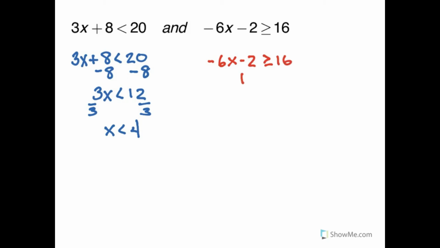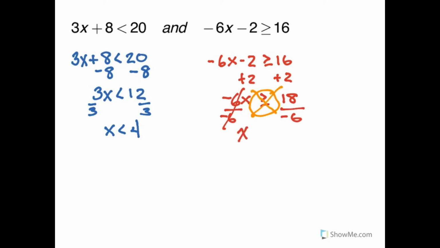I'm going to add 2 to each side. Now I have negative 6x is greater than or equal to 18. And I'm going to divide each side by negative 6, which should trigger the little alarm bell that tells you you have to flip the inequality. Now it's not greater than or equal anymore. It's less than or equal to 18 divided by negative 6, negative 3.